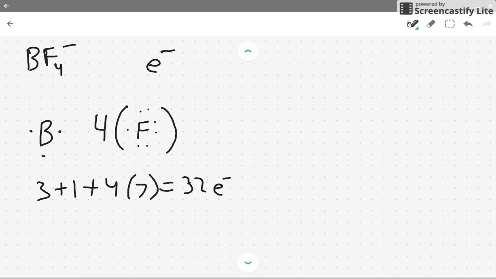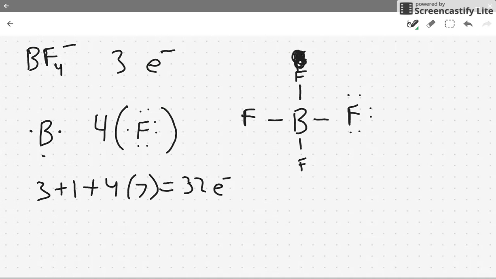Now, the least electronegative element here is boron. And so if we start using boron as our central atom, that's a great way to fill up the octet for boron. And I'm sorry, that fluorine's very ugly, so we'll just draw a new fluorine right here. Okay, now each fluorine has 3 lone pairs around it. And if we add it up, we'll see that we're using all 32 electrons.